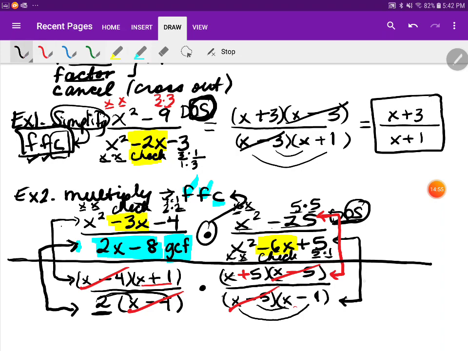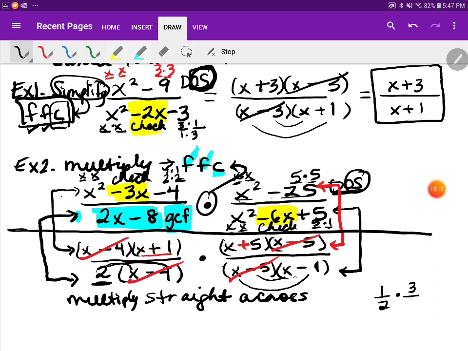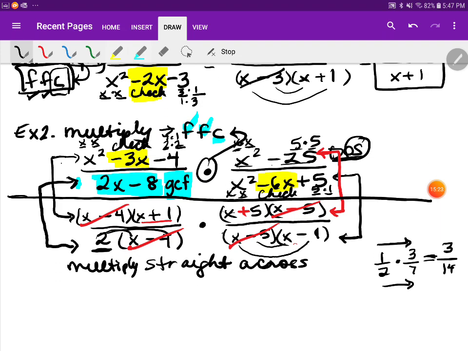It's just in this one, there is no diagonal cancellation. And then you multiply straight across, which is the way you usually multiply fractions. Let me remind you, say you had 1/2 times 3/7. When you're working out fractions, you multiply across the top and across the bottom. So that would be 3/14. So we don't need a common denominator when we're multiplying fractions.